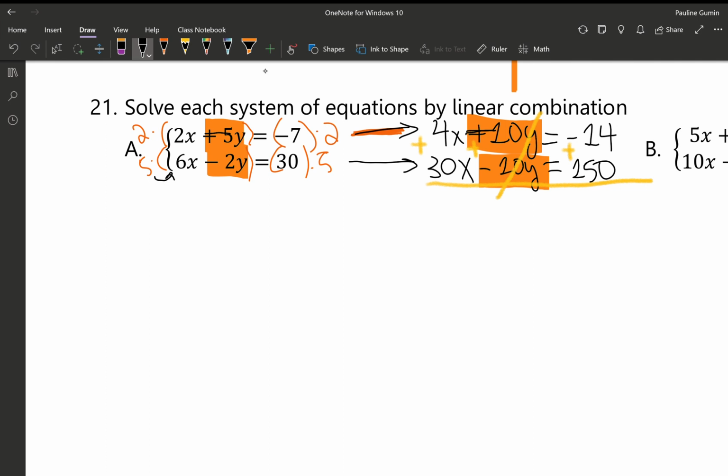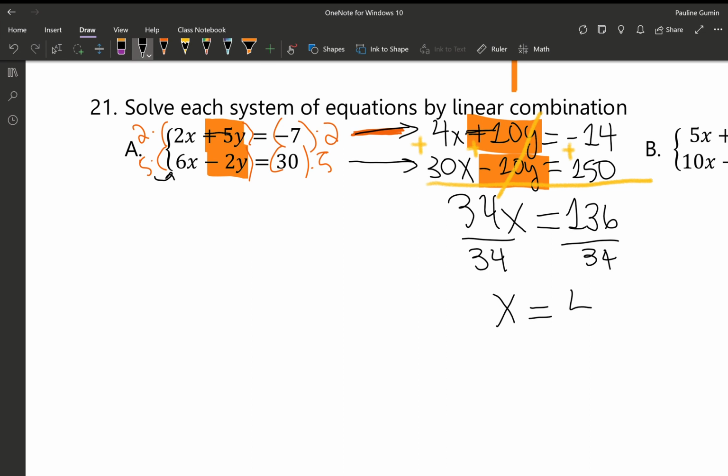Okay, so our y's cancel. Beautiful. 4x plus 30x is 34x. Negative 14 plus 150 is 136. And we have just one last step left here, and that's to divide both sides by 34. So x equals positive 4.